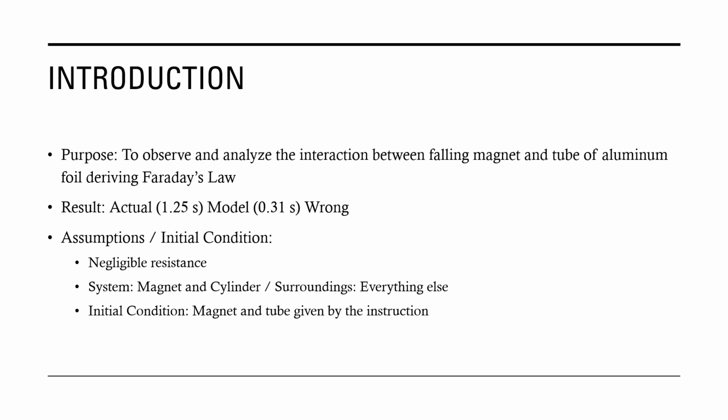For the assumptions and initial conditions, negligible resistance is assumed, and for the system, the magnet and cylinder or the foil would be the system, while the surrounding should be everything else. The initial condition is the magnitude and the tube given by the instruction in the file.